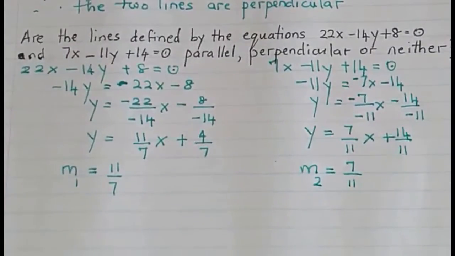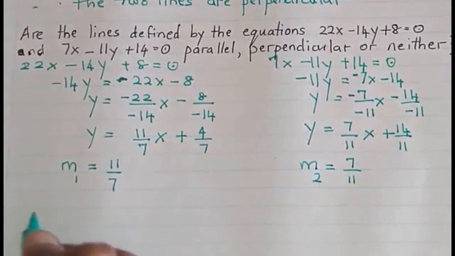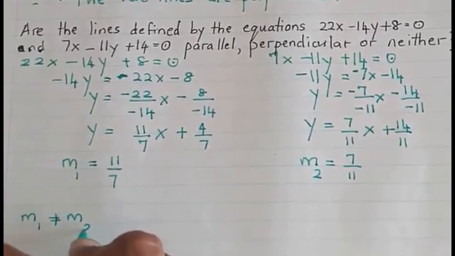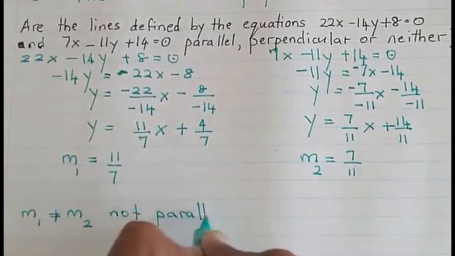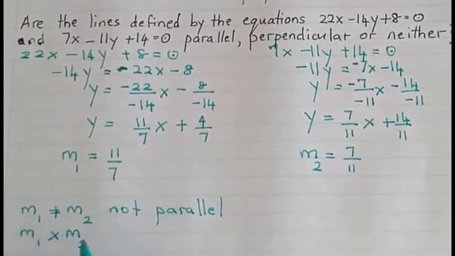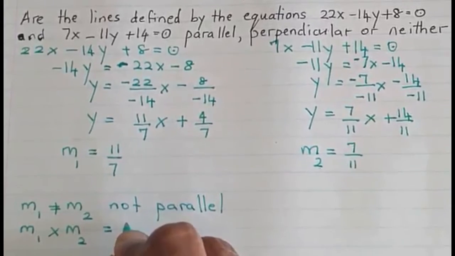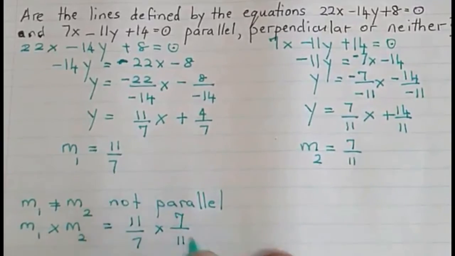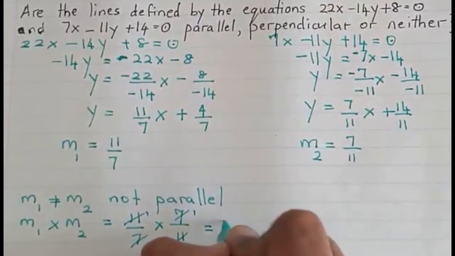So we can see that these two slopes are not equal. Let's see whether the second condition becomes true. So we just want to know m1 is not equal to m2. So if m1 is not equal to m2, they're not parallel. Let's see what m1 times m2 is. m1 times m2 is 11 over 7 times 7 over 11. So 11 is going to go into 11 one time, and 7 is going to go into 7 one time. So that's going to be 1.